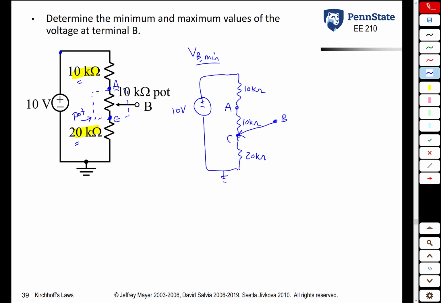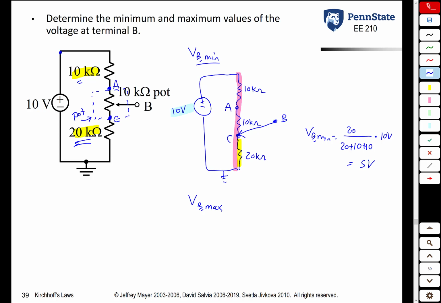So now if we want to apply voltage division, we basically get 20K over 20 plus 10 plus 10 times 10 volts. So VB min, in this case, is 20 over 20 plus 10 plus 10 times 10 volts, or 5 volts. So the presence of this external resistor here keeps the minimum from going all the way down to 0. In this case, it's 5 volts.